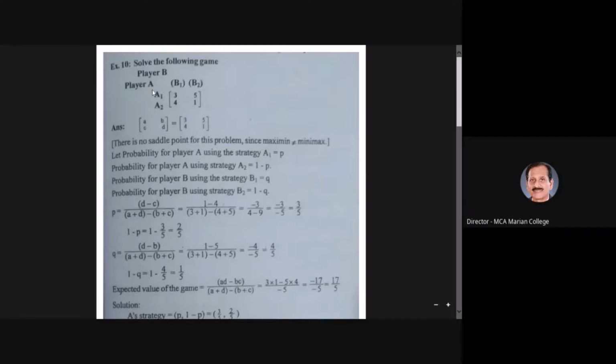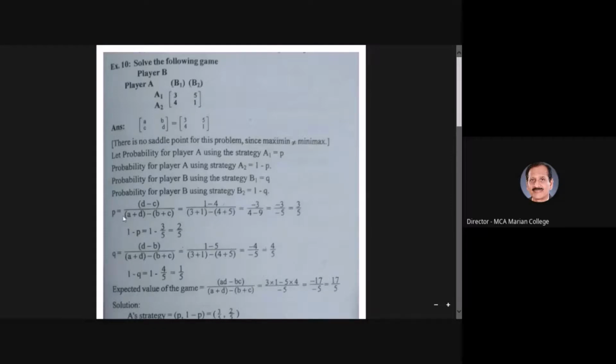So in this case, player A will choose A1 or A2 based on a probability. If player A chooses A1 with a probability P, then player A will choose A2 with a probability 1 minus P. The same way, suppose player B chooses strategy B1 with a probability Q, then player B will choose B2 with a probability 1 minus Q. So this P and Q, we can assume that these are the probabilities.